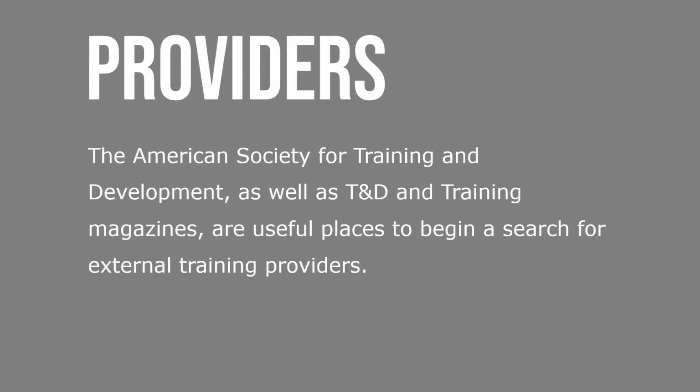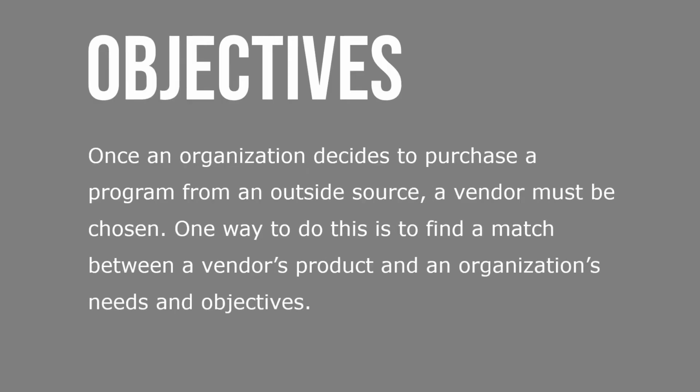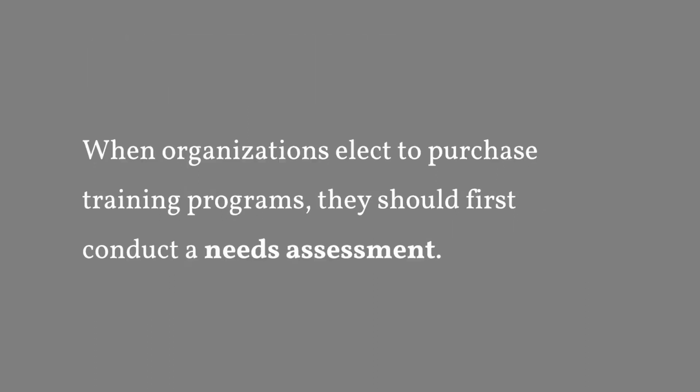The American Society for Training and Development, as well as T&D and training magazines, are useful places to begin the search for external training providers. Once an organization decides to purchase a program from an outside source, a vendor must be chosen. One way to do this is to find a match between a vendor's product and an organization's needs and objectives. When organizations elect to purchase training programs, they should first conduct a needs assessment.